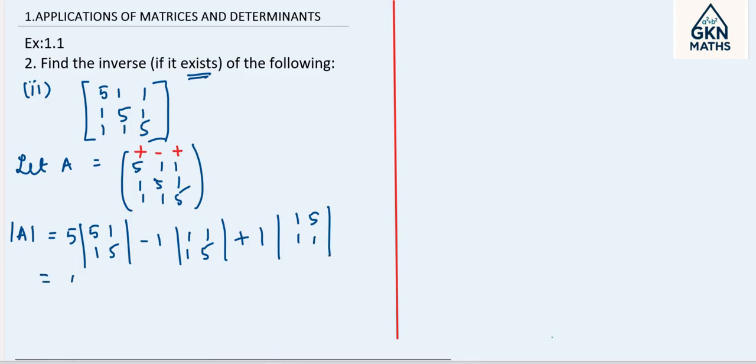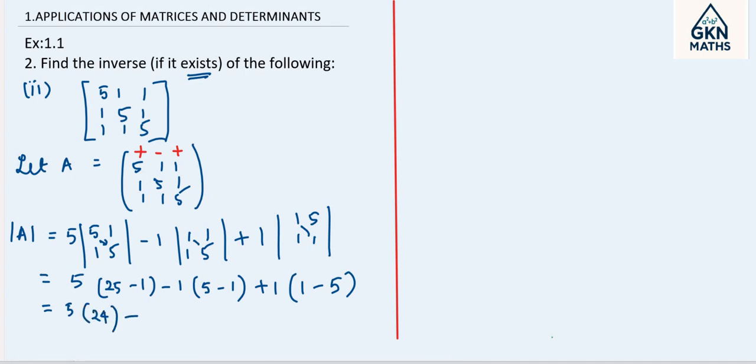So this is equal to 5 into 25 minus 1, minus 1 into 5 minus 1, plus 1 into 1 minus 5. So this is equal to 5 into 24 minus 1 into 4 plus 1 into minus 4. So we get 120 minus 4 minus 4, which is equal to 120 minus 8, is equal to 112. 112 is not equal to 0.